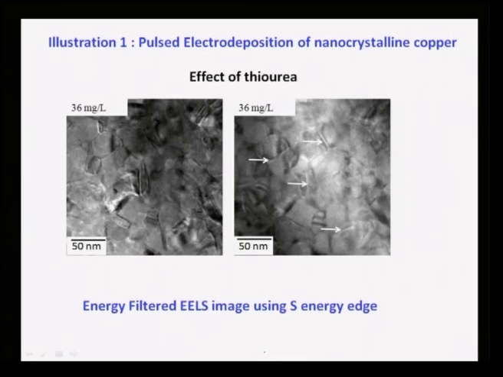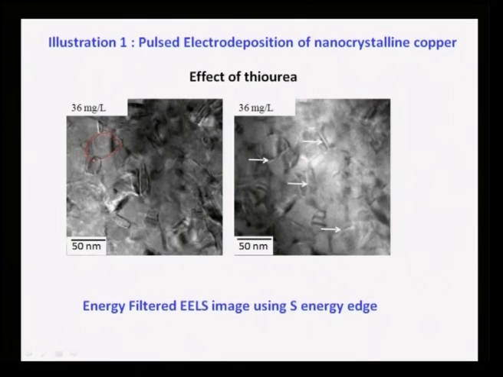It is postulated that thiourea contains a lot of sulfur, and sulfur gets collected at the grain boundaries of the grains. This is a copper grain, nanocrystalline, approximately 40 to 50 nanometers, and once sulfur collects around the grain, it presents the grain boundaries, and these sulfur atoms can then pin the grain boundaries against further growth. So thiourea can act as a grain growth inhibitor, and that can be probed using energy filter imaging.